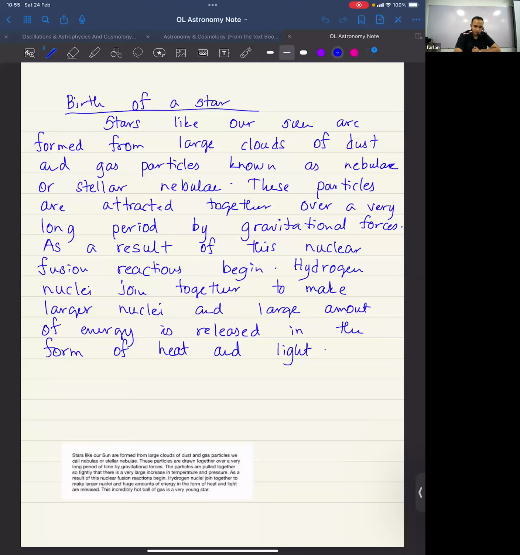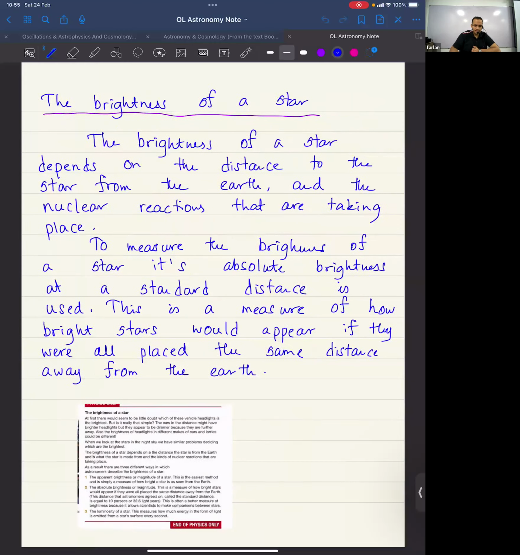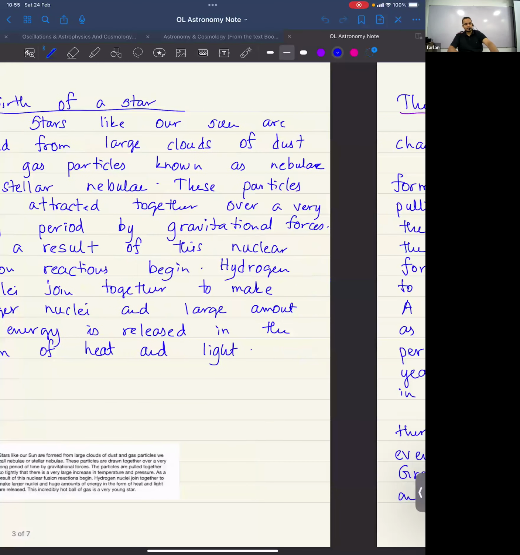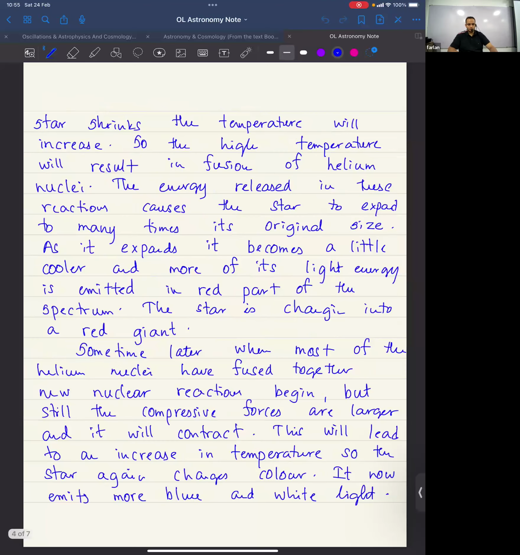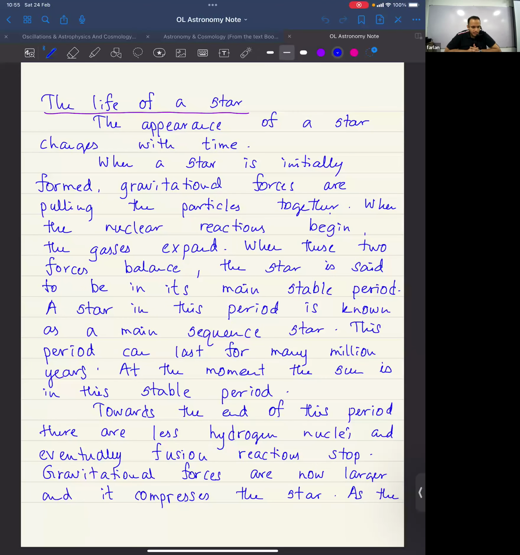Guys, I gave you this O-level note now. Those who have it, open this, it's there in the group, which says the life cycle of a star. I'll quickly take you through that. The appearance of a star changes with time.